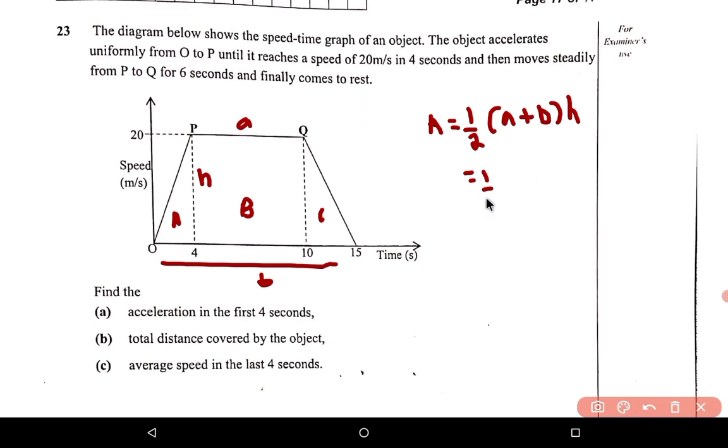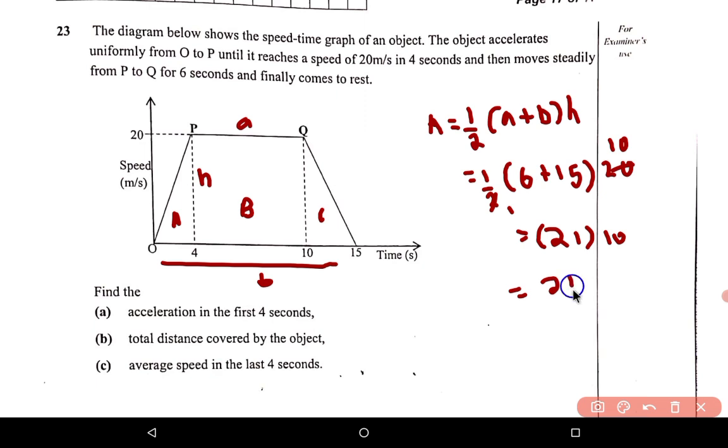So we can say half, A is what? P to Q is A, so 10 minus 4, that is 6, so A is 6. Then B is from 0 to the end, that's 15. Then the height from 0 to 20, so that's 20. So total distance, cancel this, this will give us 10. Here you get 21. Now remember this 21 is in brackets and you have a 10 outside. This gives us 210 meters. That's the total distance covered.